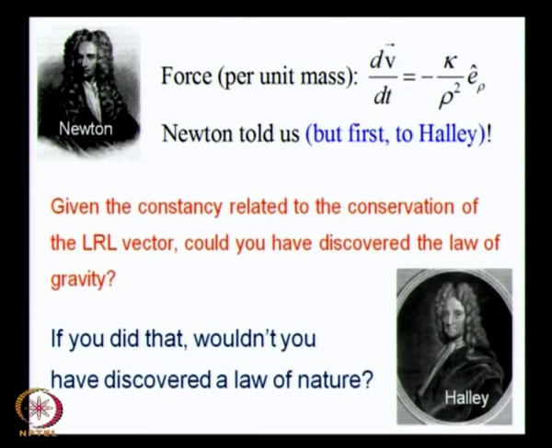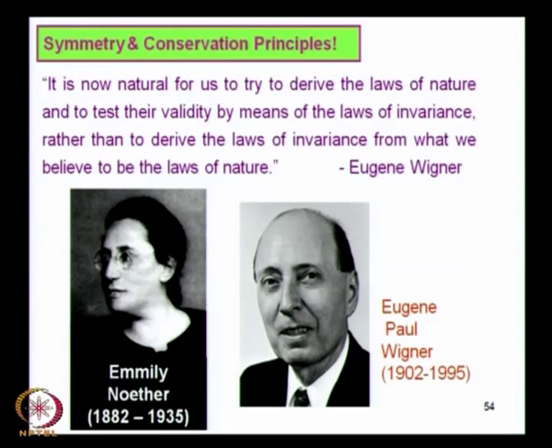So, this is the moral of the story, that you can invert these questions and discover the laws of nature by looking at these constant quantities. So, you have got a conservation principle, and from this conservation principle you can deduce what the law of nature is. But there is one question that remains to be answered: what is the nature of this symmetry? We have got a conserved quantity which is the Laplace-Runge-Lenz vector, and what is the symmetry associated with this?